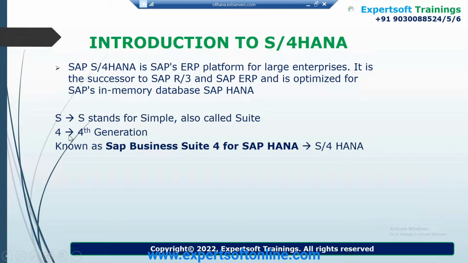In S4, S stands for simple, also called suite. Sometimes, if you're using HANA as the database with the same things on top, it is called suite. Four stands for the fourth generation. We had R1, R2, R3, and now it comes as the fourth generation. So SAP Business Suite 4 SAP HANA is S4HANA. I hope you are clear on this.